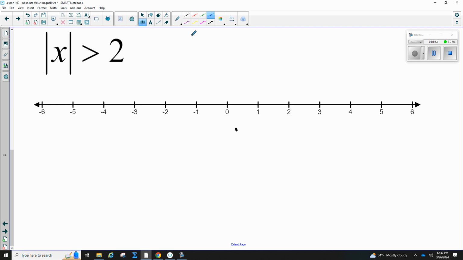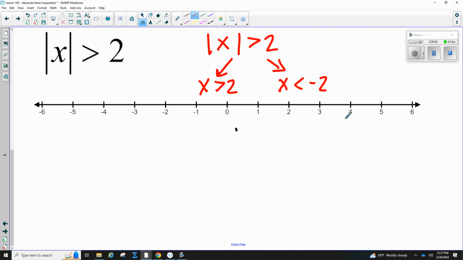So let's follow the procedure that I want you to follow. You would isolate the absolute value part, which it is, and then we would branch it out, and we write our 2 answers. One of them is exactly the same, but without the bars. It has to be greater than 2. And for the other one, we flip it and make the 2 negative.